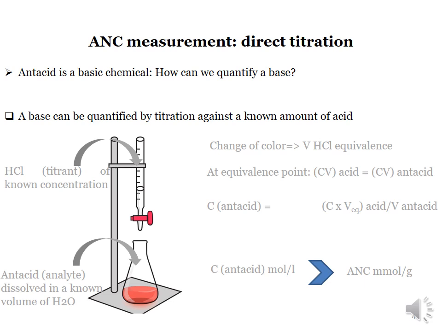This will generate the value of the concentration of the antacid in mole per liter, and from the concentration of the antacid in mole per liter we can get the acid neutralizing capacity value in millimole per gram, going from mole per liter to millimole per gram. We will speak about that later, how to go from mole per liter to millimole per gram.